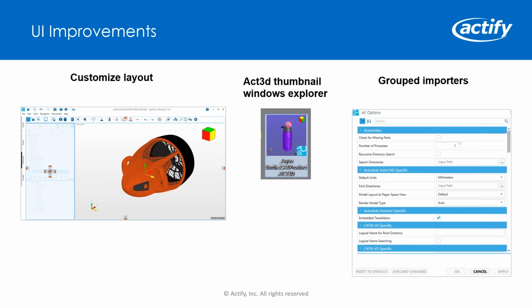A returning feature, which is the Act3D thumbnail within the Windows Explorer. It's a very simple yet powerful feature because with the ability to preview the file in a thumbnail, it gives you context to what that file contains without then having to maybe wait a few minutes for the file to load. It's simple but powerful, and as I said, it's a returning feature.